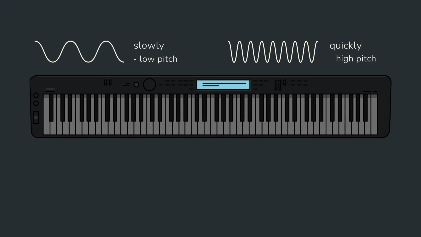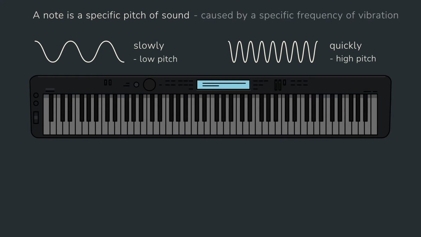And this is basically all a musical note is. A note is a specific pitch of sound caused by a specific frequency of vibration. So, if we take this note, which is an A, it's made by the string inside of the piano, or in this case, speaker inside of a keyboard, vibrating 220 times per second, or you could say vibrating at 220 Hz.